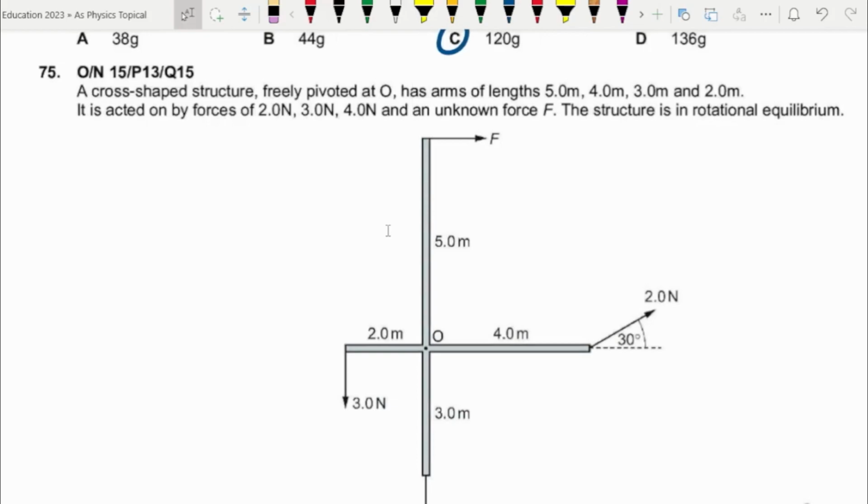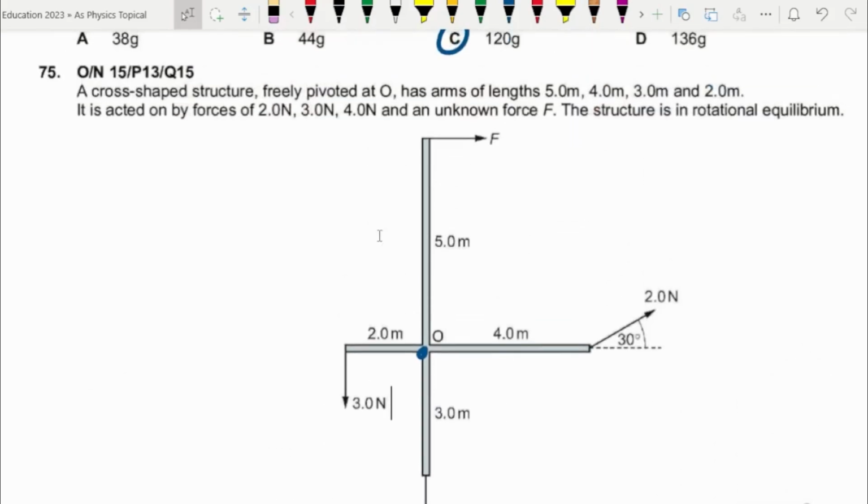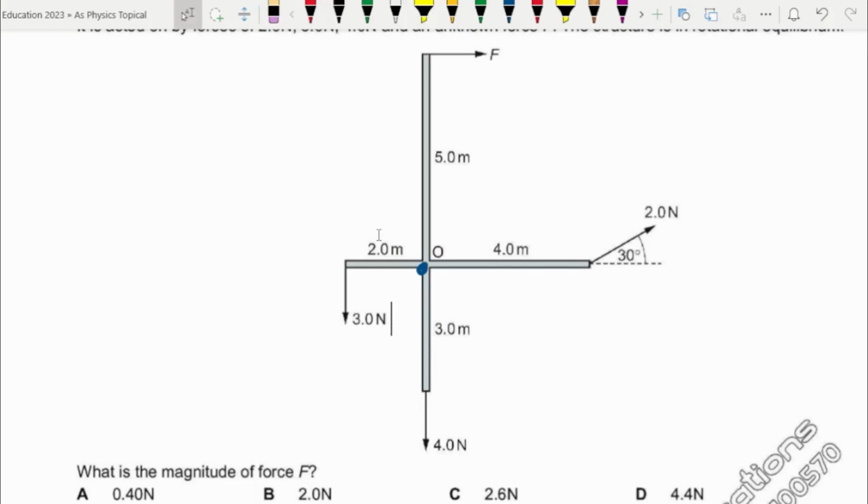Alright, so here we have the next one. This is your pivot. The object is in rotational equilibrium, which means the sum of moments of force clockwise equals the sum of moments of force counterclockwise. We need to find the magnitude of force F. That's an easy one.